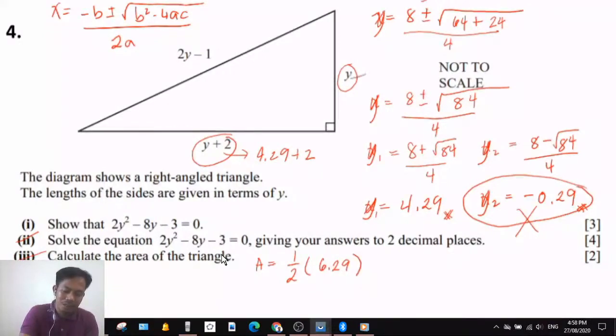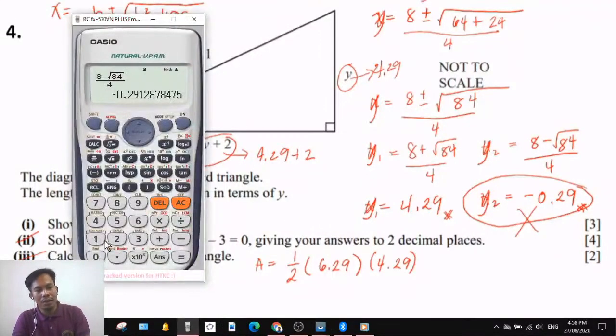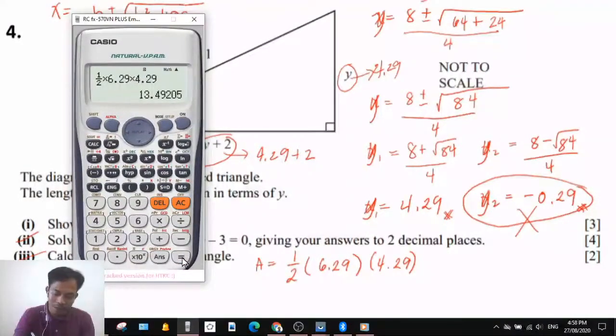Then the height is 4.29 itself, times 4.29. I'll just plug that into my calculator. 1 divided by 2 times 6.29 times 4.29. I'll come up with 13.49 as my answer. My answer here now is 13.49.